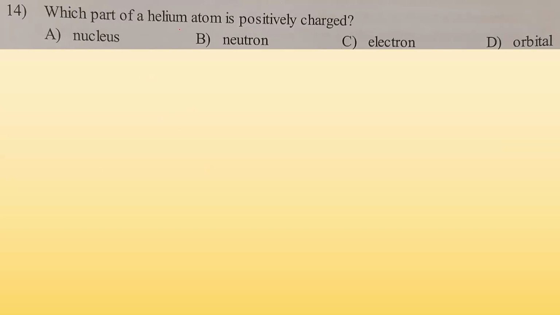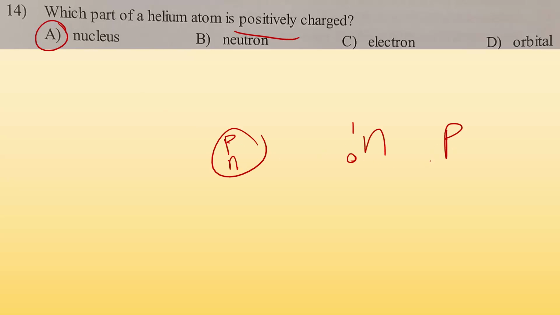14. Which part of a helium atom is positively charged? So again, what has a positive charge to it? You should know that, commit it to memory, the nucleus. Because in the nucleus, we have protons and we have neutrons. Remember, neutrons are neutrally charged with a mass of 1, whereas protons have a positive 1 charge and a mass of 1. So what has positive charge? The nucleus.